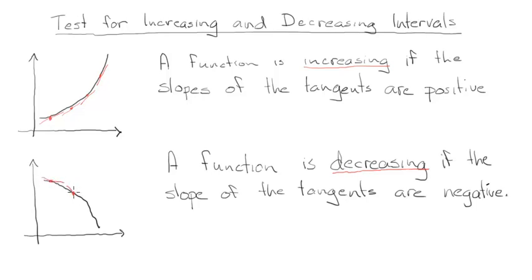So how does that connect to calculus? Well, we know that the slope of the tangent at any point is equal to the first derivative. So if it's increasing and the tangents have positive slope, then that tells me that the first derivative will be a positive number. And if it's decreasing and the tangents have negative slope, that tells me the first derivative will be a negative number, less than 0. So that's basically what our test is.